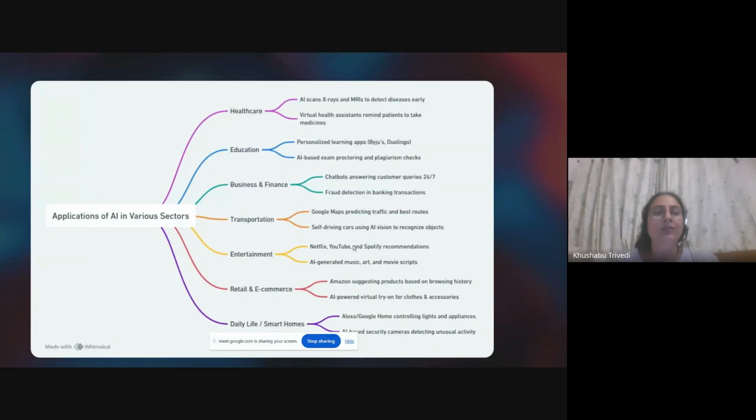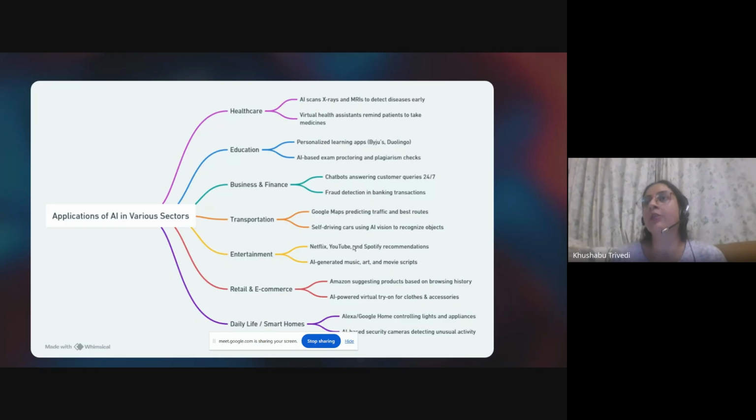So I'm concluding on the applications of AI in various sectors. In healthcare, AI scans X-rays, MRIs, EEGs and test results to detect disease early, right? For example, if I'm talking about neurological disorders like seizures and epilepsy, suppose there's a patient and we are testing the results of an EEG.